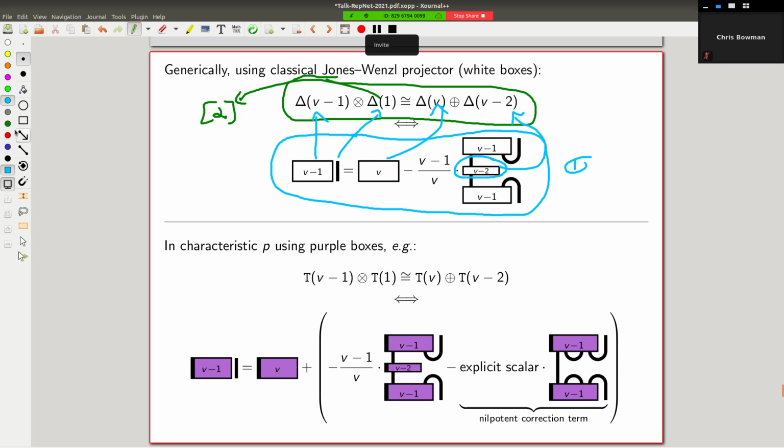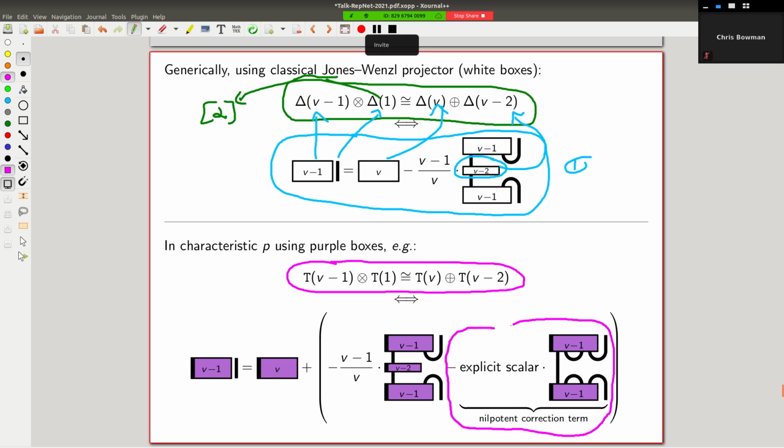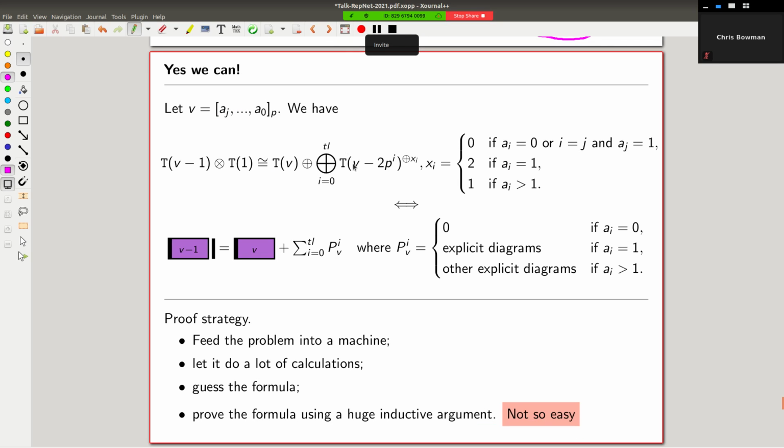And yes, we can do the same in characteristic p with the purple projectors. It looks very similar, but I just give you an example of how it looks. You see a nilpotent error term turning up. So it's almost the same rule, but you're in a non-semisimple case. You should expect nilpotent endomorphisms turning up. This is almost my last slide, so I'm almost done. And the statement is, yes, we can. So we can categorify the funny rule here.